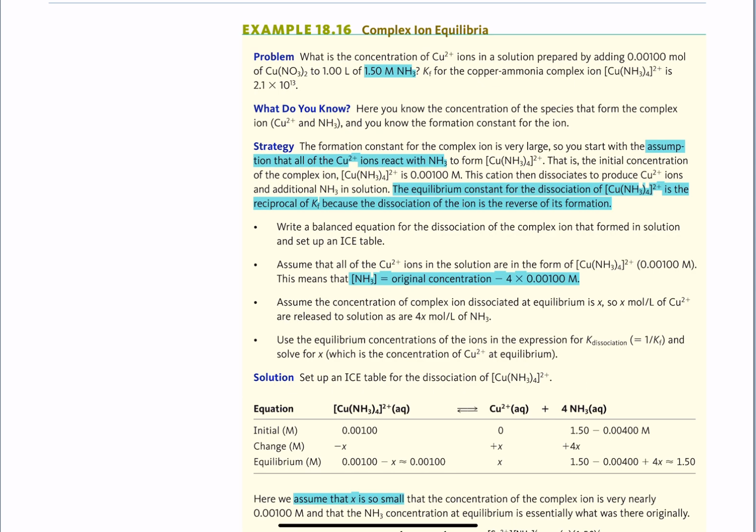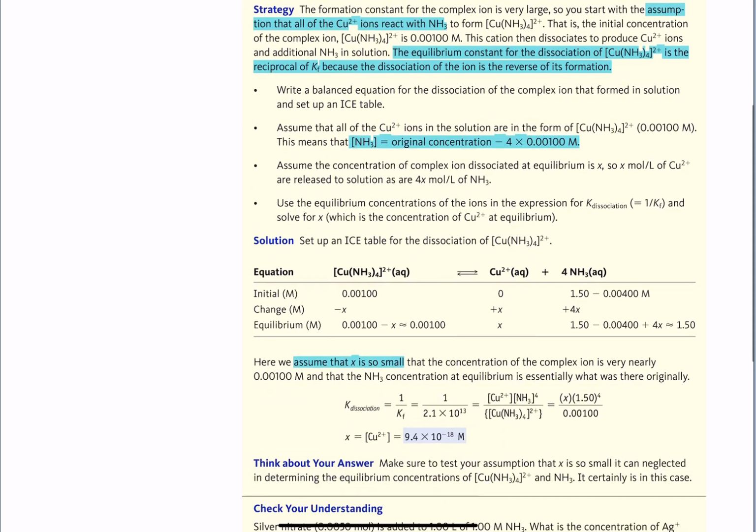And the equation is right on top of the ice chart, down towards the bottom, in dark print, where you have the tetraamine copper 2 ion in equilibrium with the copper 2 ion and 4 ammonias. Once you write the equation, then writing the equilibrium expression is simply writing the products over the reactants.